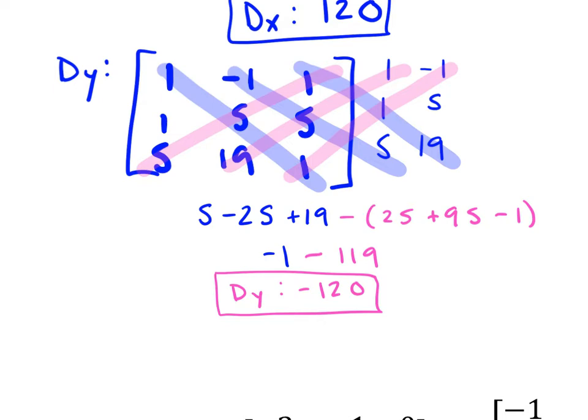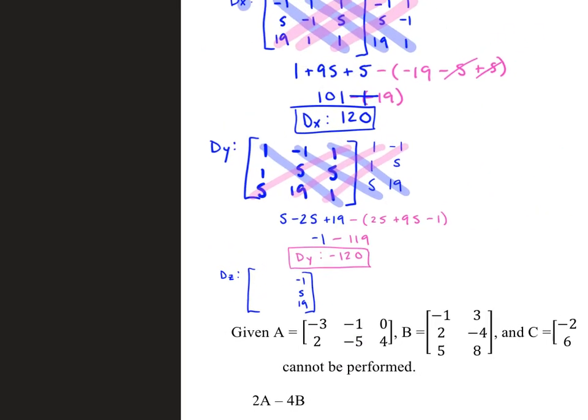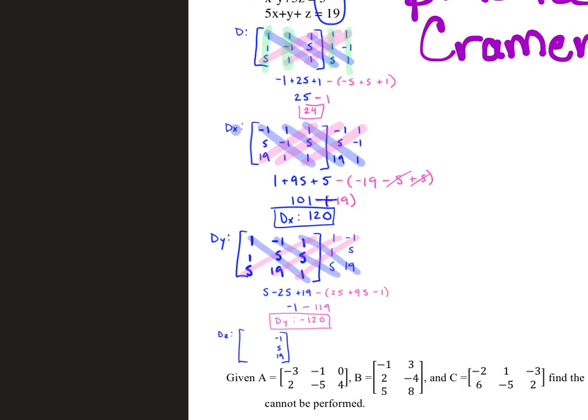All right, lastly, we need to find d sub z. So what do I have to do differently for d sub z? Put the answers in the third column. So negative 1, 5, and 19 goes in the third column. The first two columns stay the same as our original, so the x coefficients and the y coefficients. So we have 1, 1, 5, and 1, negative 1, 1.